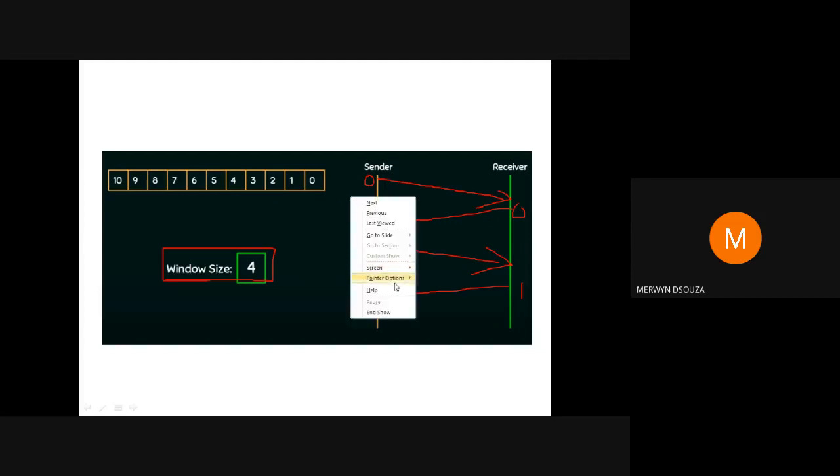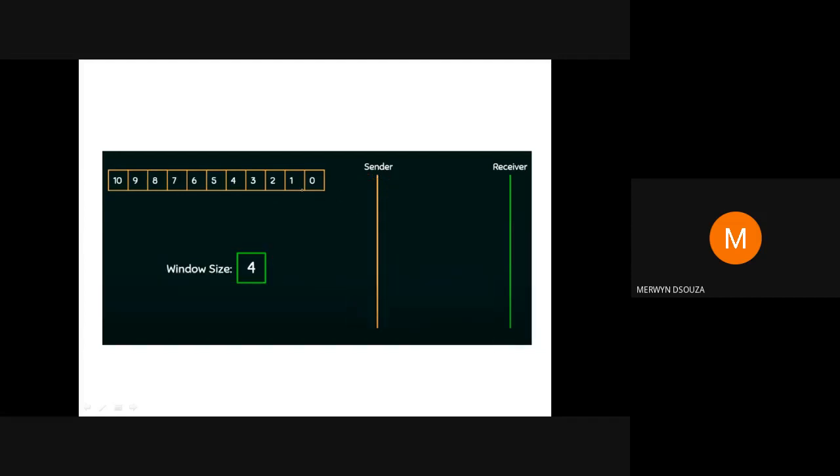Okay, so what it will do is it will send these 4 packets, say packet 0, packet 1, packet 2 and packet 3. Okay, these are the 4 packets. So it will send 4 packets to the receiver. So packet 0, 1, 2 and 3. After it has sent 4 packets, it knows if it sends the 5th packet, it will result in a buffer overflow. So it stops the transmission at this point.